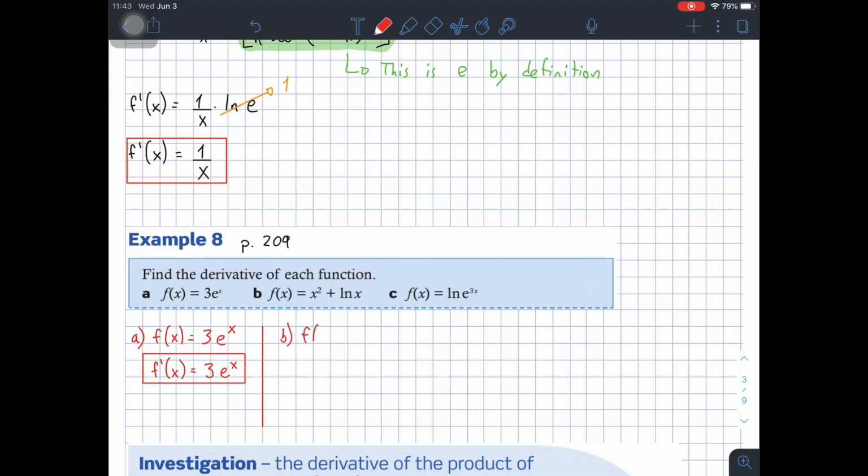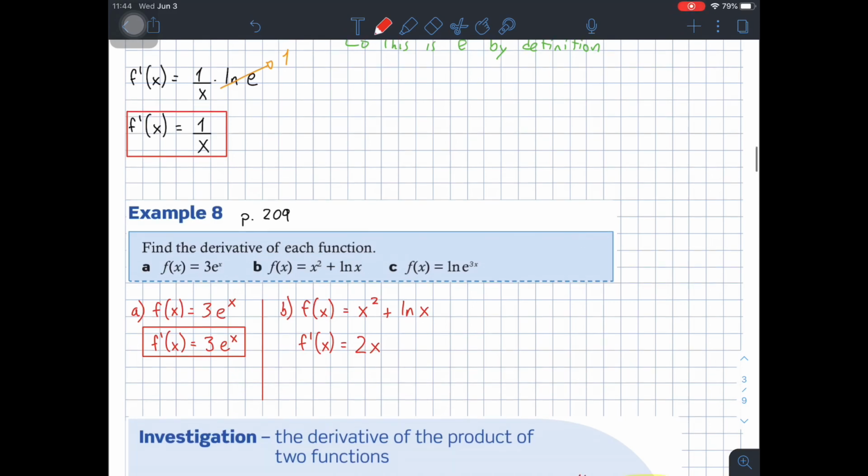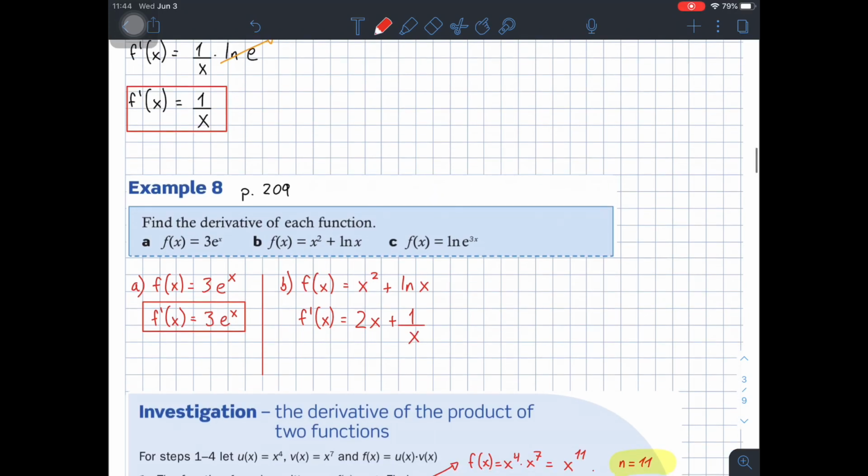Part B, f of x is equal to x squared plus the natural logarithm of x. Okay, so how do we find the derivative of this function? X squared, we already know it. We follow the power rule to differentiate this, and this would be equal to 2x. And now we know how to differentiate natural logarithm of x. The derivative of natural logarithm of x is 1 over x. So this is plus 1 divided by x. And this is the result.